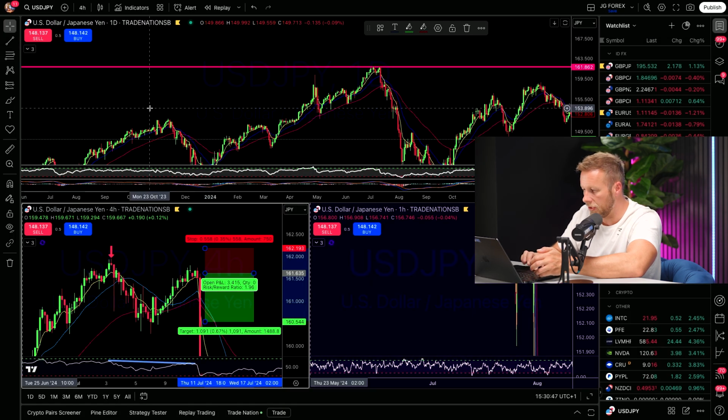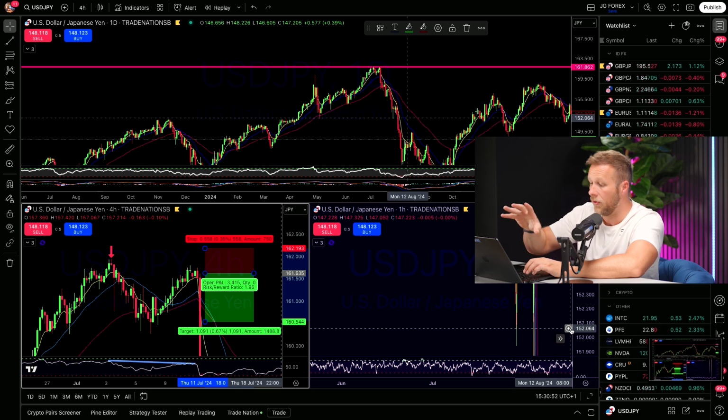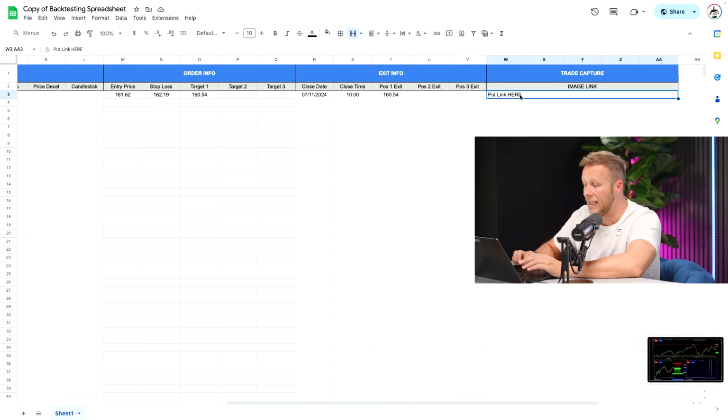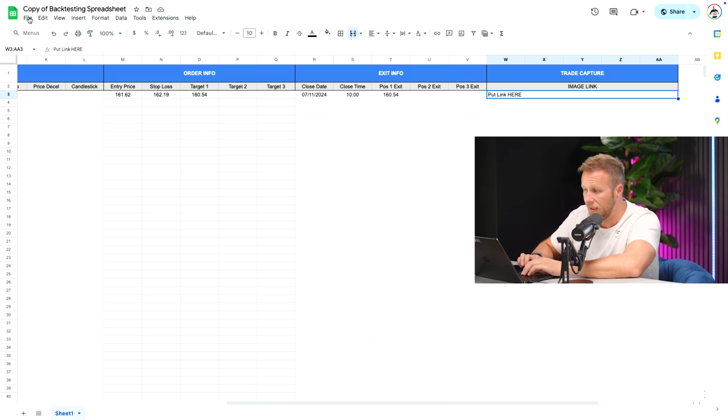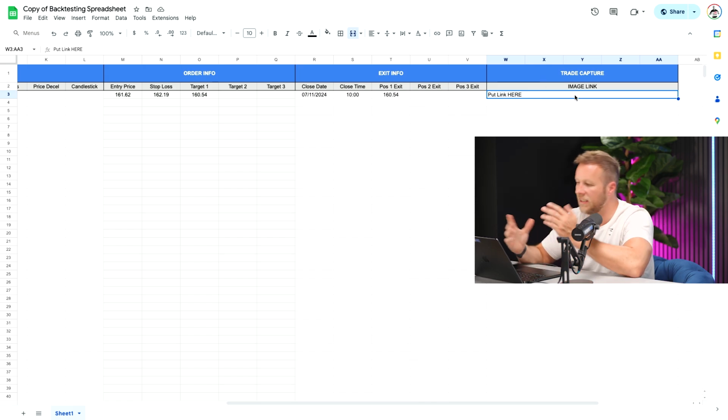So you just go and screenshot the trade. You might go and do something like this, right? Or on the one chart that you use, and then you just stick a link to that in there, or you might even just upload it. You know, you might just go, right, do you know what? I'm going to actually stick the screenshotted image in this actual cell. But that's up to you.